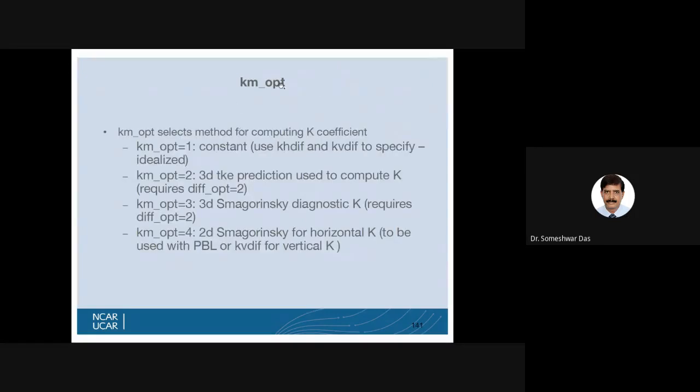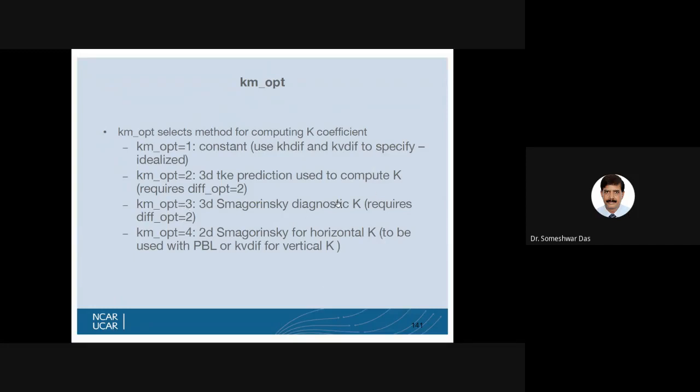Also, you have got available KM options. The KM option is to compute those exchange coefficients. KM opt selects methods for computing the K coefficient. If you are using KM option as 1, then it will use constant KH diff. This is the exchange coefficient for diffusion, for the heat, and for the momentum, etc. Generally, it is used in the idealized cases. And like that, different options are available: K option 2, K option 3, and so on.